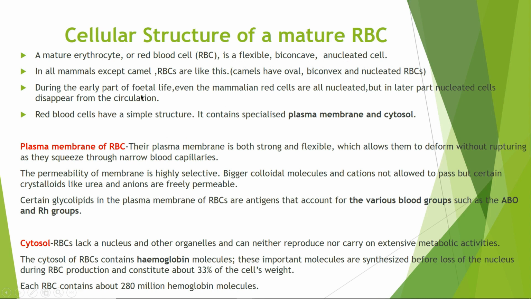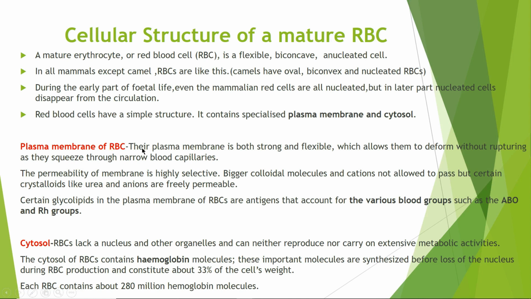In the early part of fetal life, even the mammalian red cells are all nucleated, but in the later part, nucleated cells disappear from the circulation. That we have already discussed, that the nucleus is removed during the maturation of RBC to create some space for the hemoglobin. Red blood cells have a simple structure because they contain only plasma membrane and a cytosol having no cell organelle. All right. Next is the plasma membrane of RBCs.